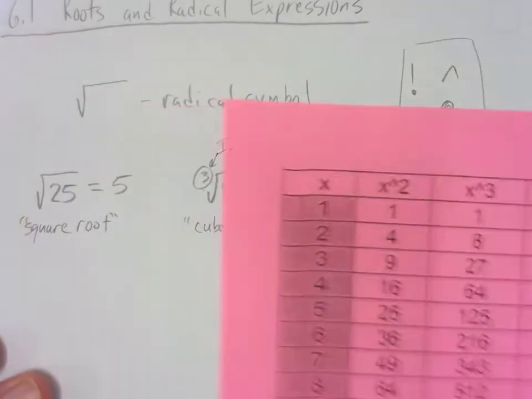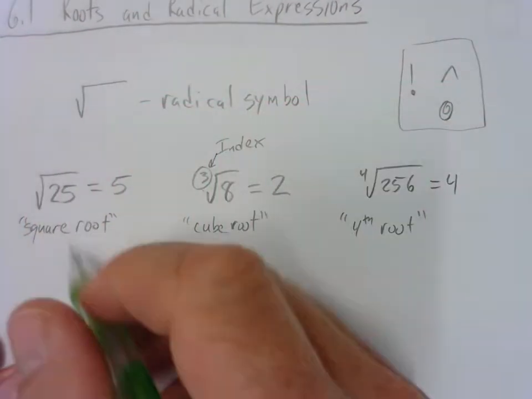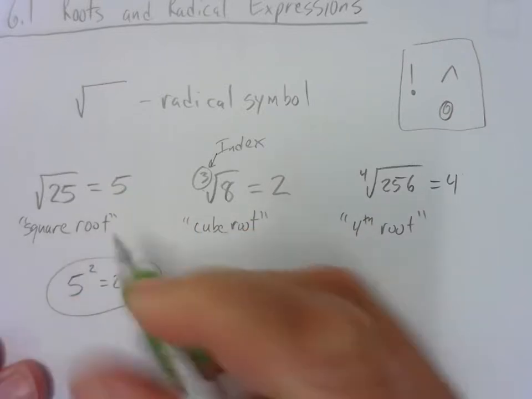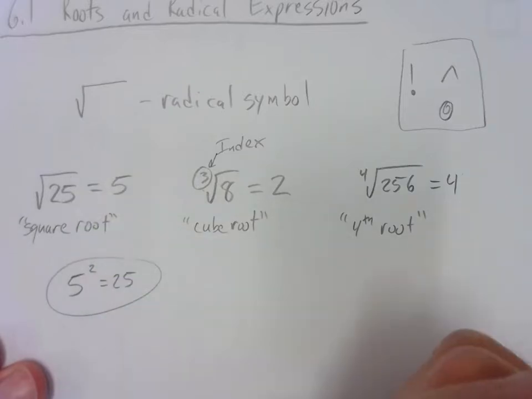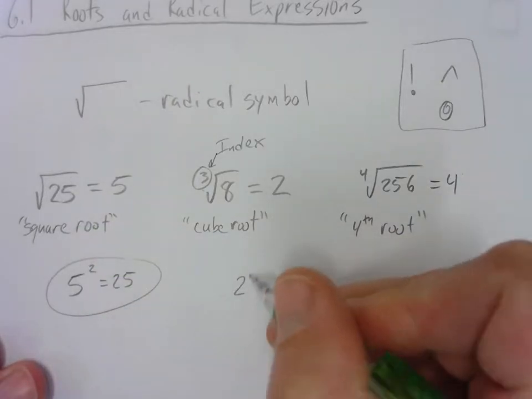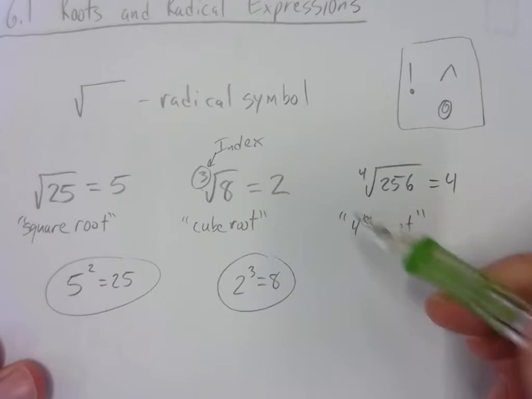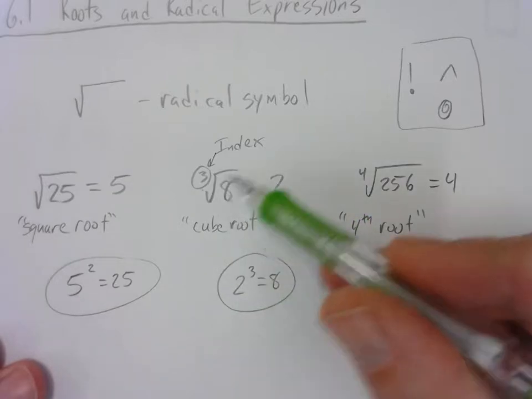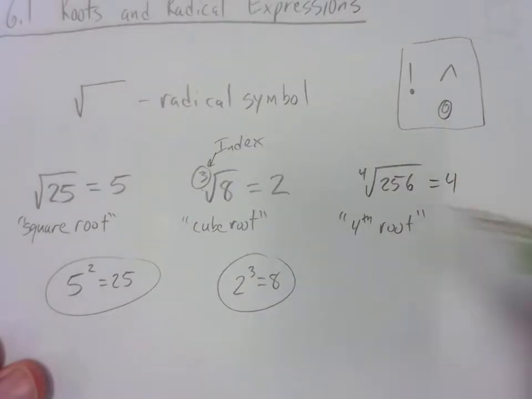Okay, so there's a relationship here. 5 to the 2nd power is equal to 25. That's the connection between this and this. 2 to the 3rd power is equal to 8. That's the connection between what's on your colored paper and this index situation with the radical symbol.